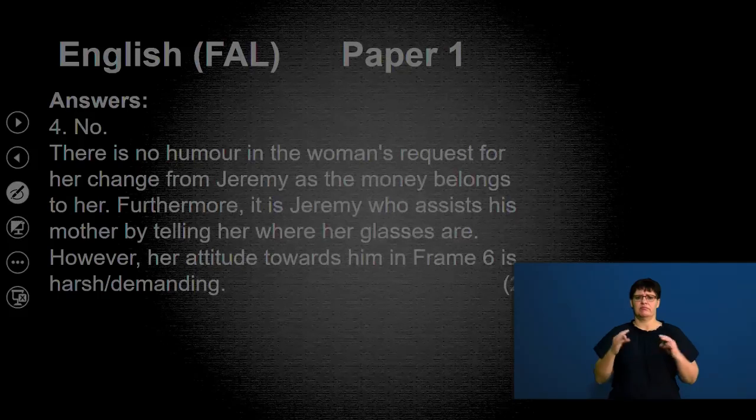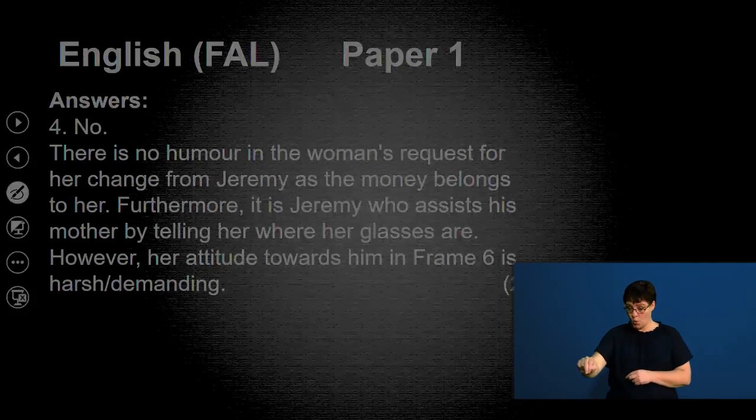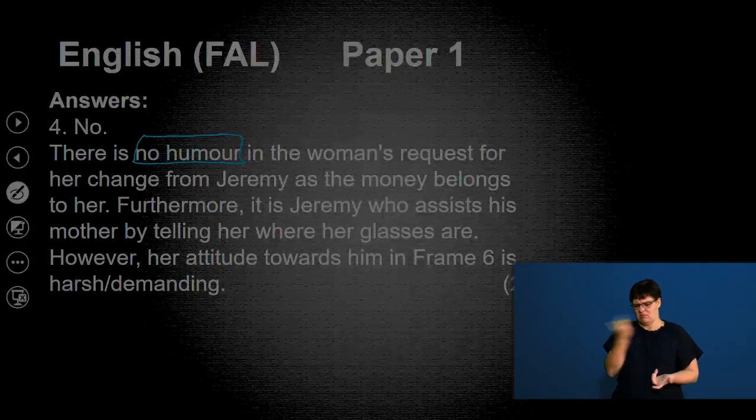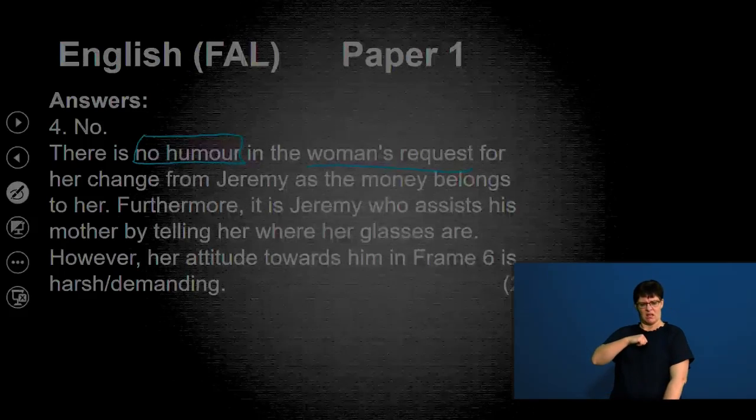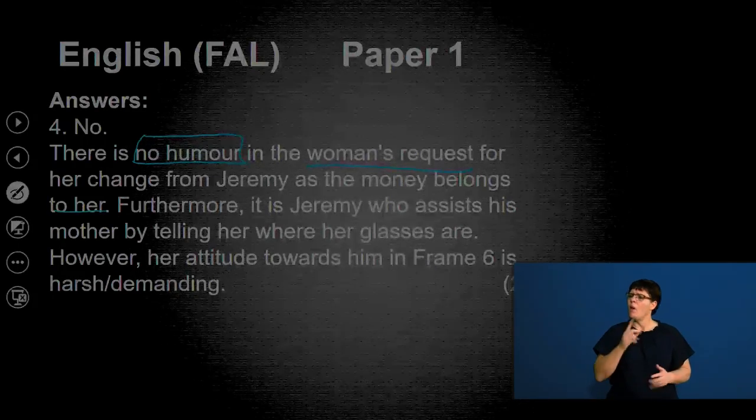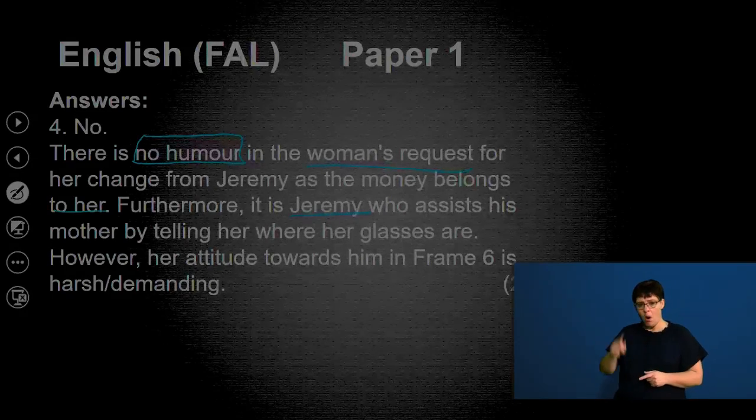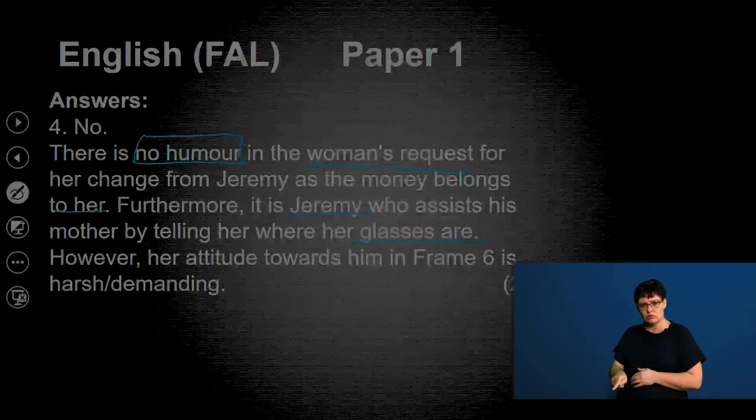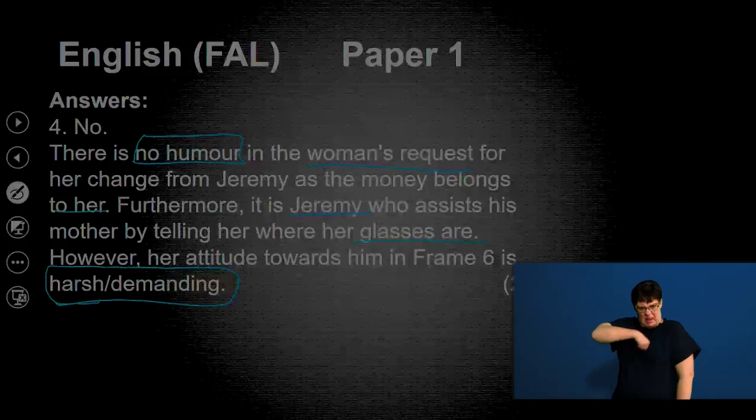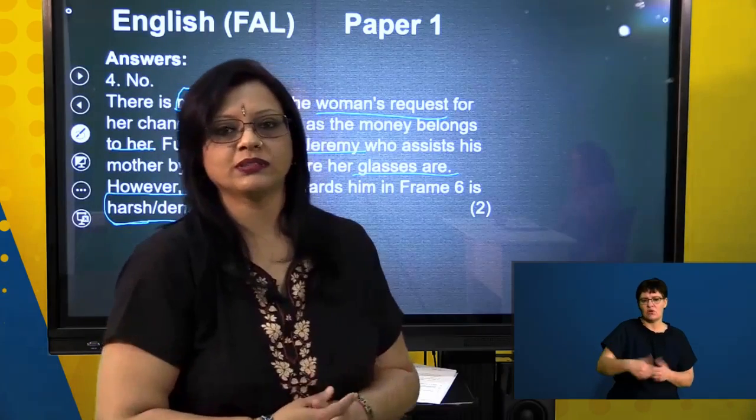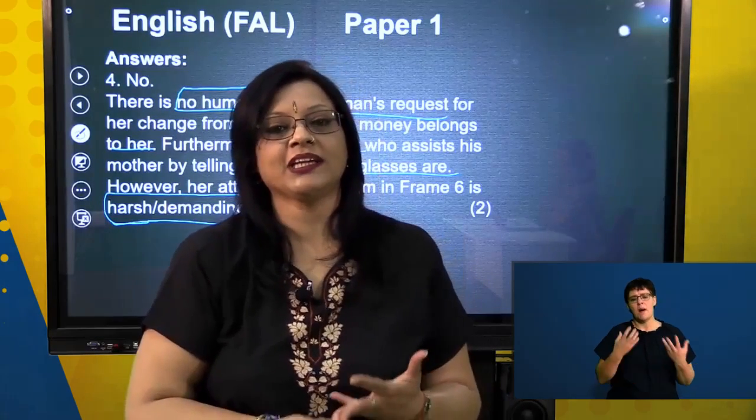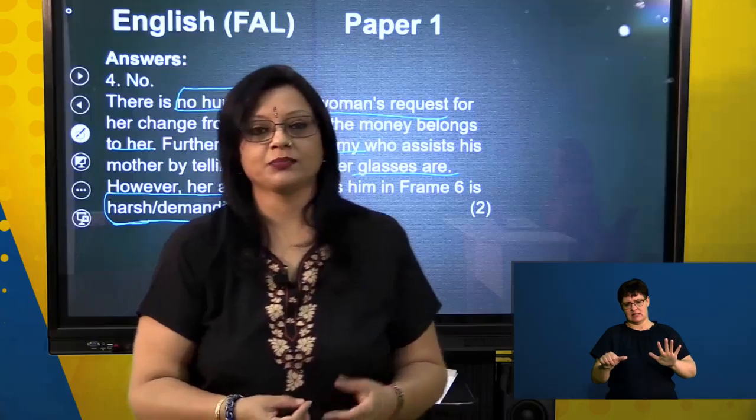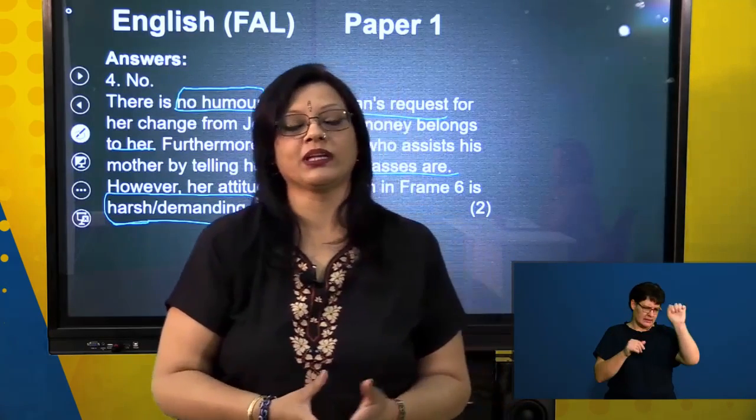Then you could also have a no response. Remember, you either agree or disagree. It's a do you think question. There is no humor. So if you think that there was no humor in frame 6, you could say yes, there is no humor. The woman's request for her change from Jeremy as the money belongs to her. So she's basically asking back for the money that belongs to her. Furthermore, it's Jeremy who assists his mother by telling her where her glasses are. And however, her attitude towards him in frame 6 is harsh and demanding. So basically, you could have either a yes or a no response in this regard. And obviously, you have to substantiate it with evidence from frame 6. So it means you have to go back to frame 6 and look at the options that are available to substantiate or agree with whatever you are saying.